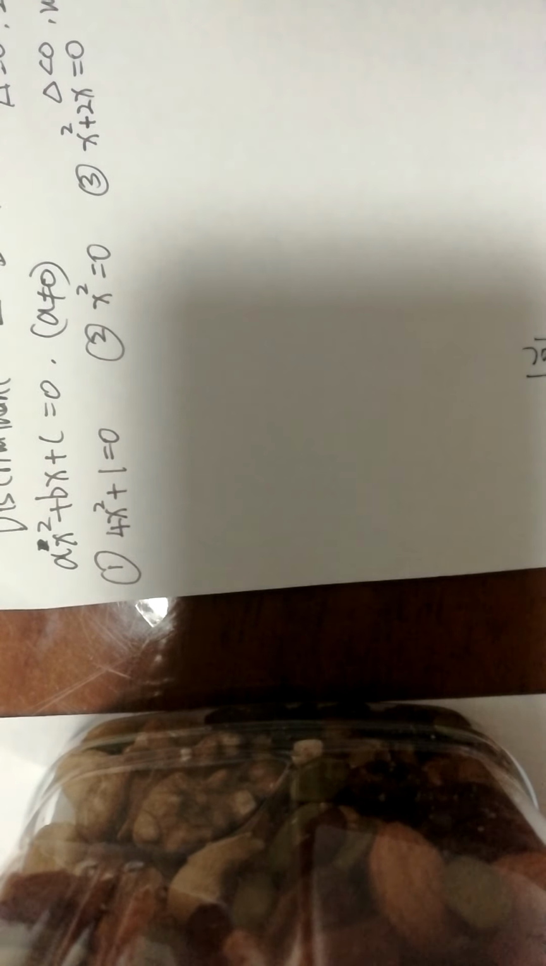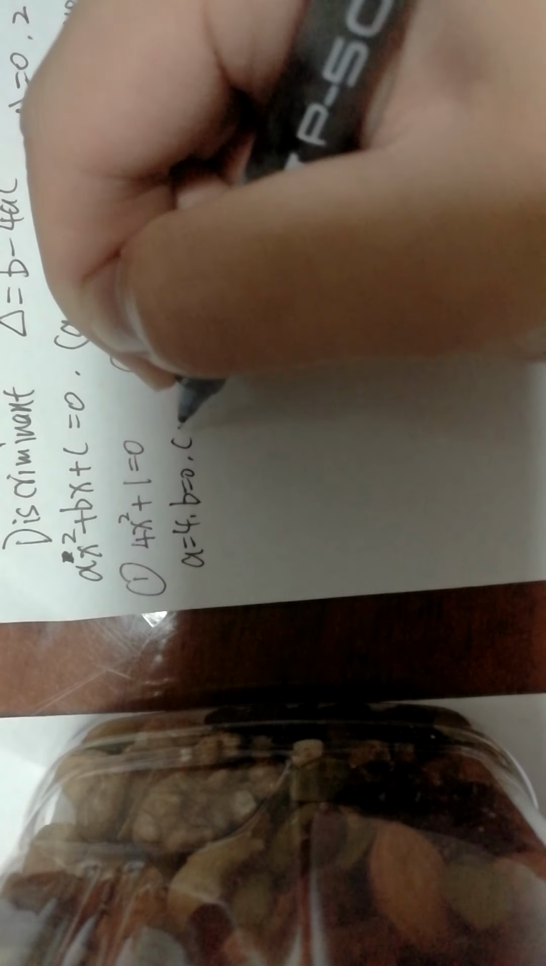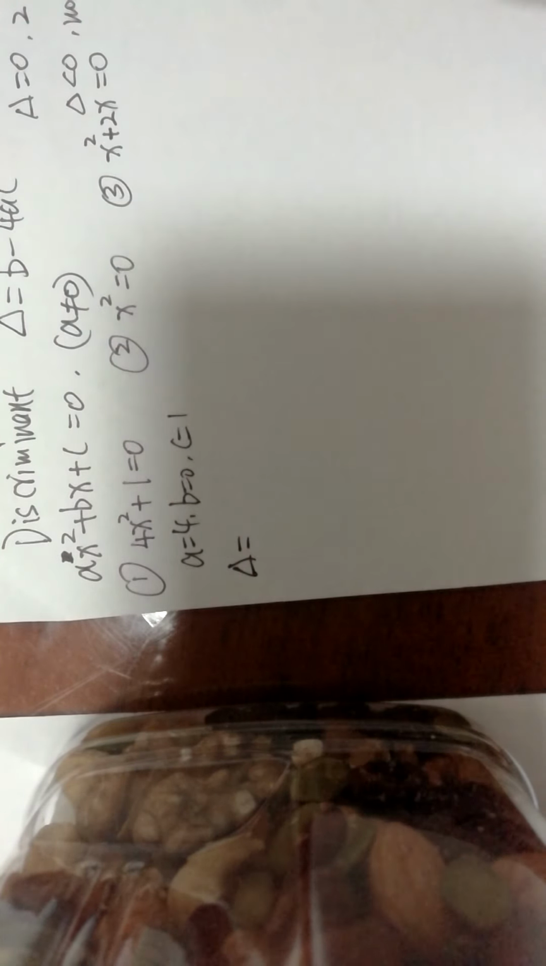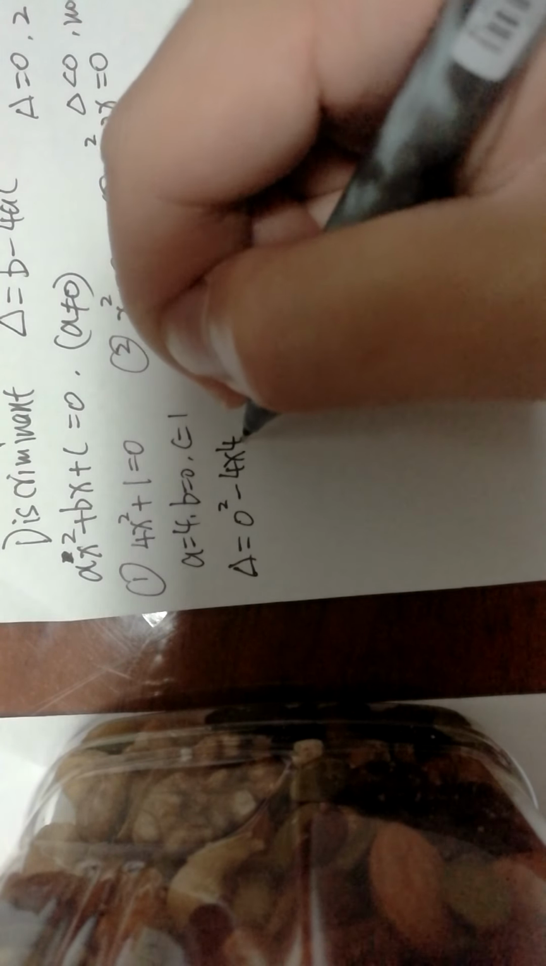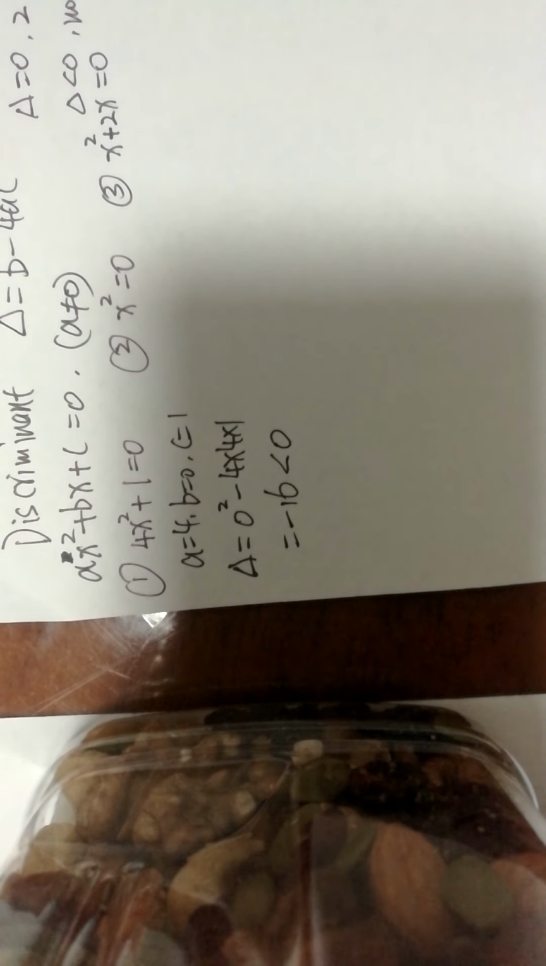So let's take a look at the first part. a equals 4, b equals 0, and c equals 1. So the discriminant in this part equals 0 squared minus 4 times 4 times 1, which is negative 16, that is less than 0, which means there will be no roots.